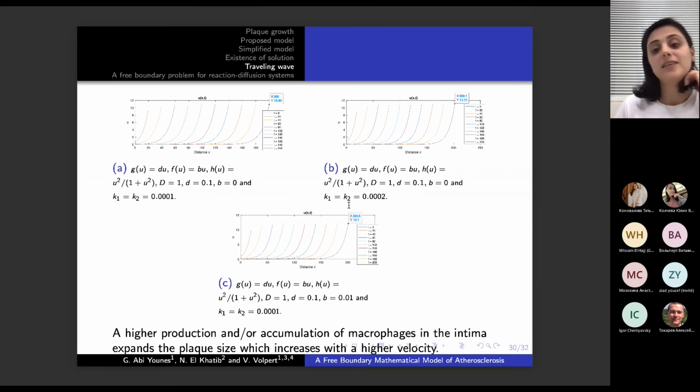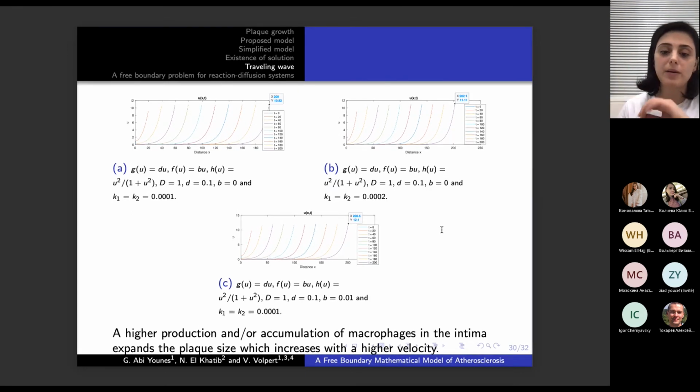And finally, here I show you some of the results, just to say very briefly, when we change some parameters, we notice that the parameters that refer to the production and accumulation of macrophages, when we increase them, this means the plaque, the size of the plaque increases with a higher velocity.